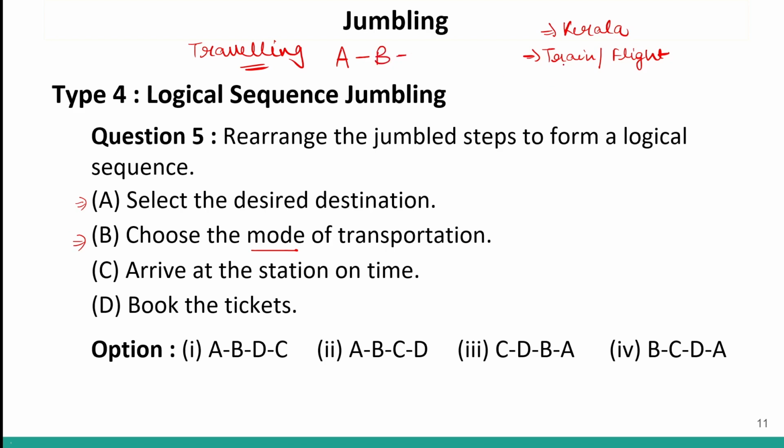Now, I have selected that I will go by train because it is cheaper and it is suiting my timetable also. So once I have selected that I am going by train, then I'll book my tickets in advance, right? So my third step will be to book the tickets, which is option number D. Correct? And logically, once the day arrives when I have to leave, I have to arrive at the station on time. So after D, C will follow logically. So my correct logical sequence will be A, B, D, C, which is option number 1. Okay.